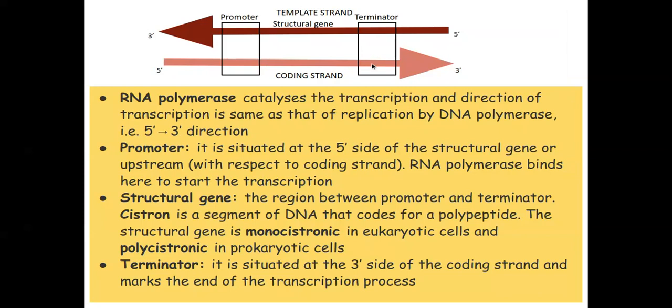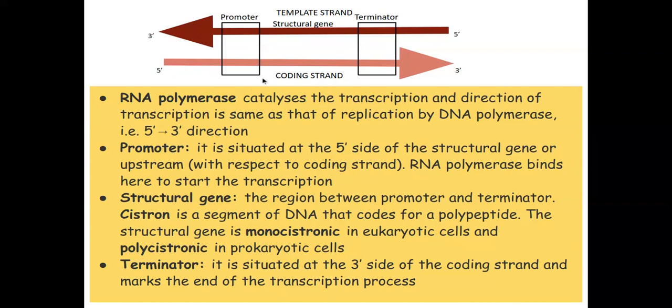Now in this slide we see some more important points with regard to transcription. RNA polymerase always catalyzes in the 5 prime to 3 prime direction. If you note, this direction is the same as that of DNA polymerase in replication. As we said, the promoter is where the transcription will start. If we are asked to give the location of the promoter, we say it is at the 5 prime side of the structural gene, or the 5 prime end.